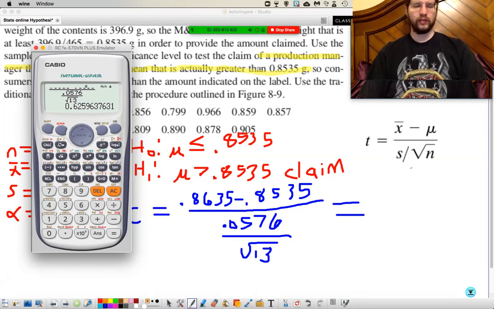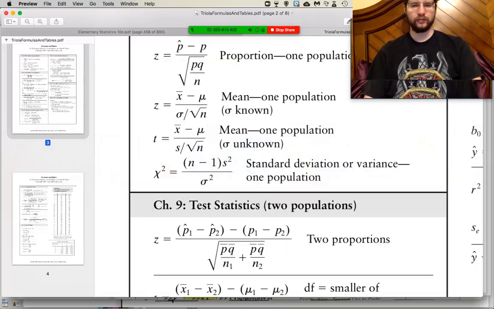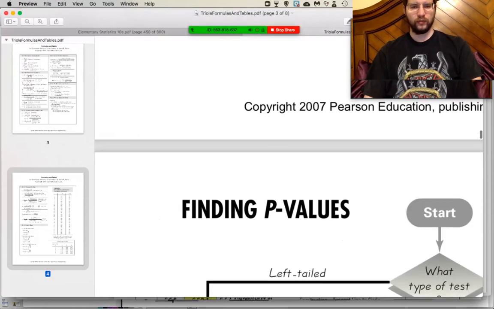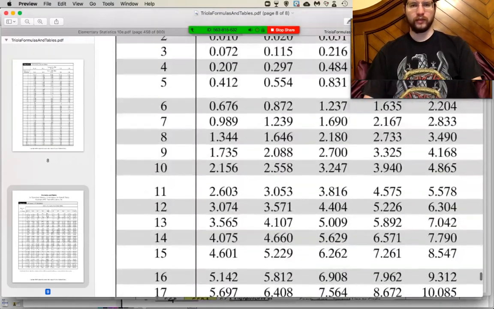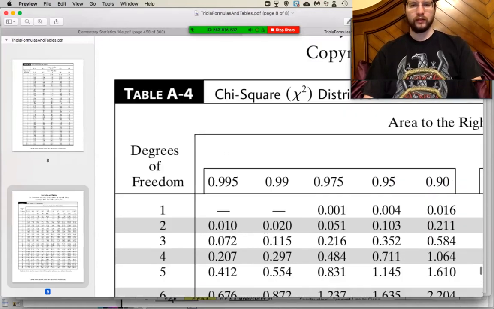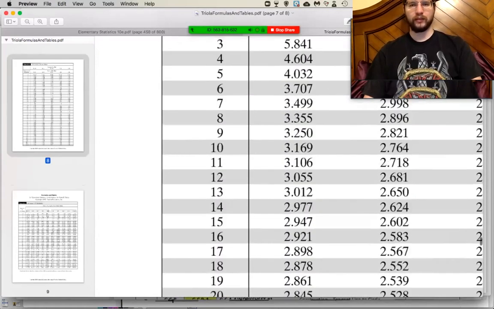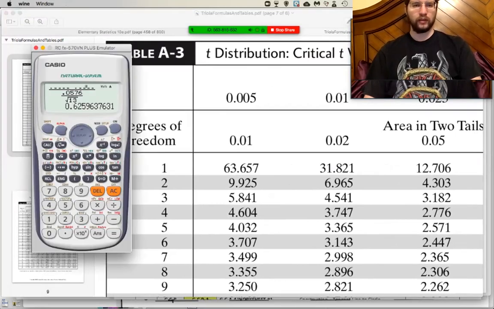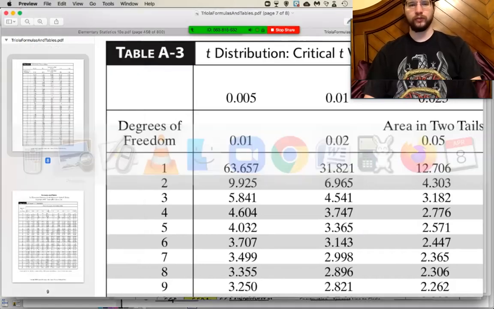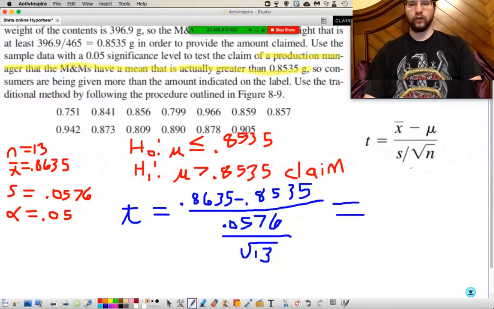0.6, well, we can still go 3 decimal places to be safe. Let's see what the chart has. If we look at the chart, they go 3 decimal places. Oh, that's chi-square, sorry. So we're going to go 4 decimal places to be safe. So 0.6260 is what we're going to use. So we're always going to go to 4 decimal places.